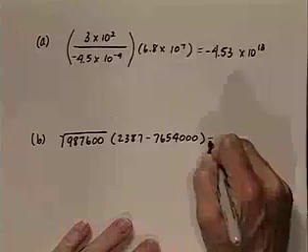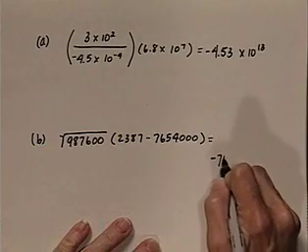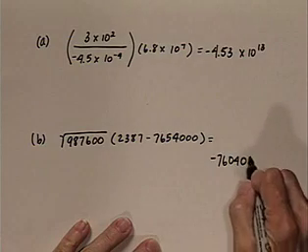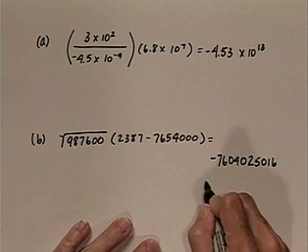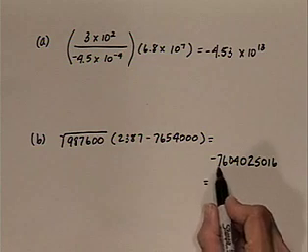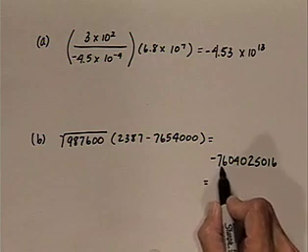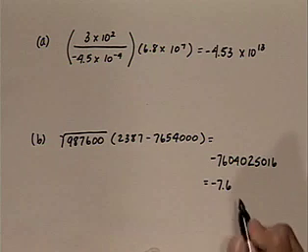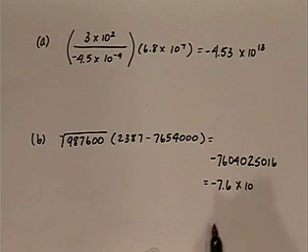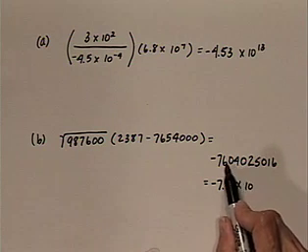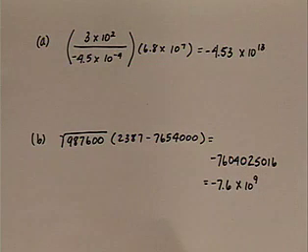So our result here is negative 7,604,025,016. Well, we know how to write a number from standard form into scientific notation. And this one, I'm going to round to 2 digits, but it's a negative number. So I'm going to call it negative 7.6 times 10 to some power. Let's count the decimal places. 1, 2, 3, 4, 5, 6, 7, 8, 9. So it's approximately negative 7.6 times 10 to the 9th.